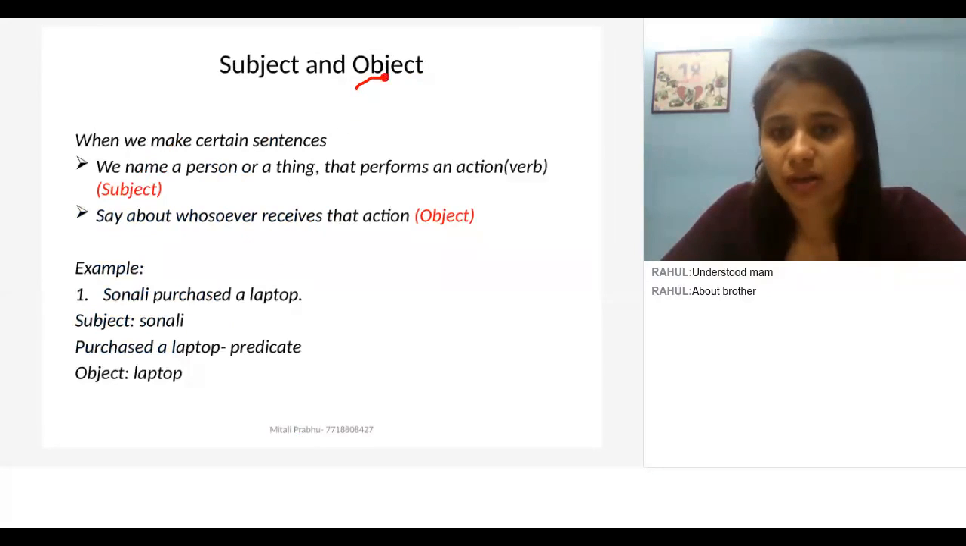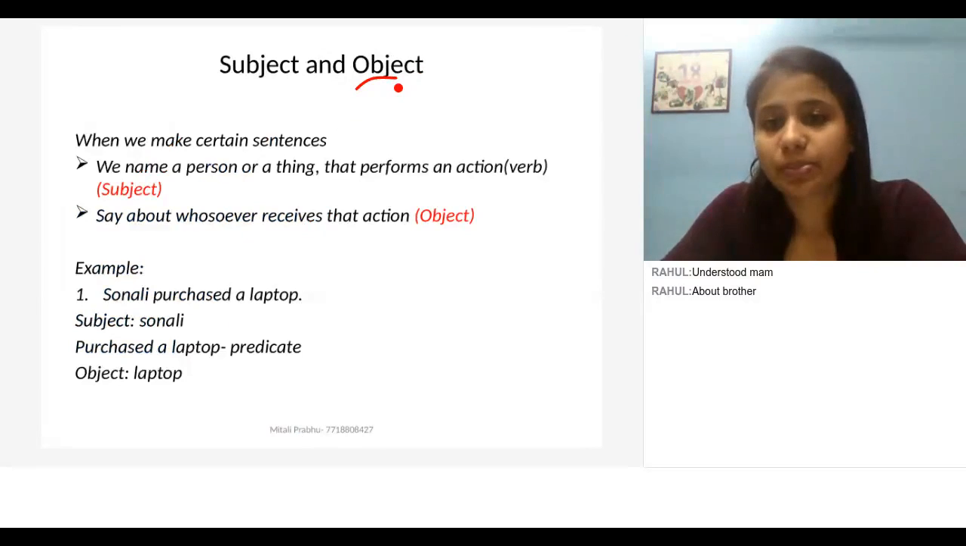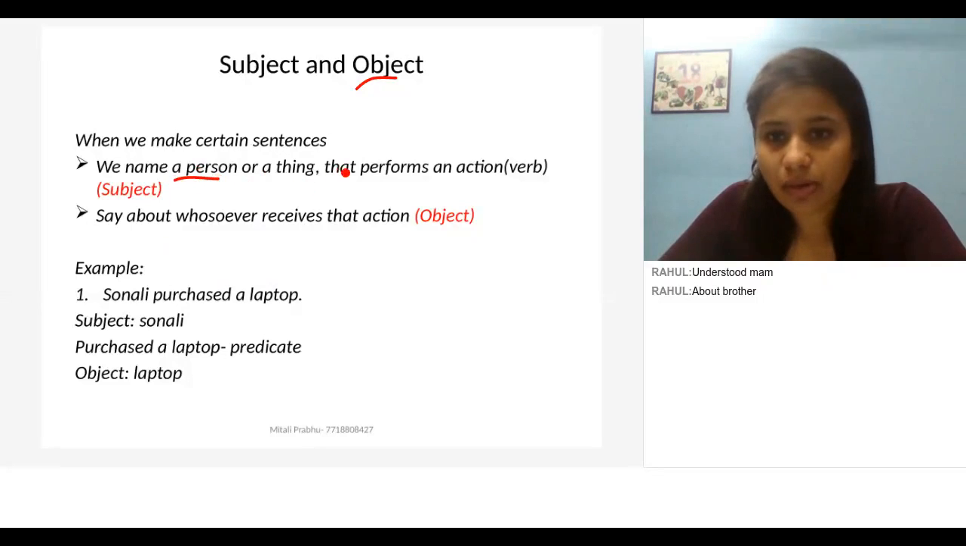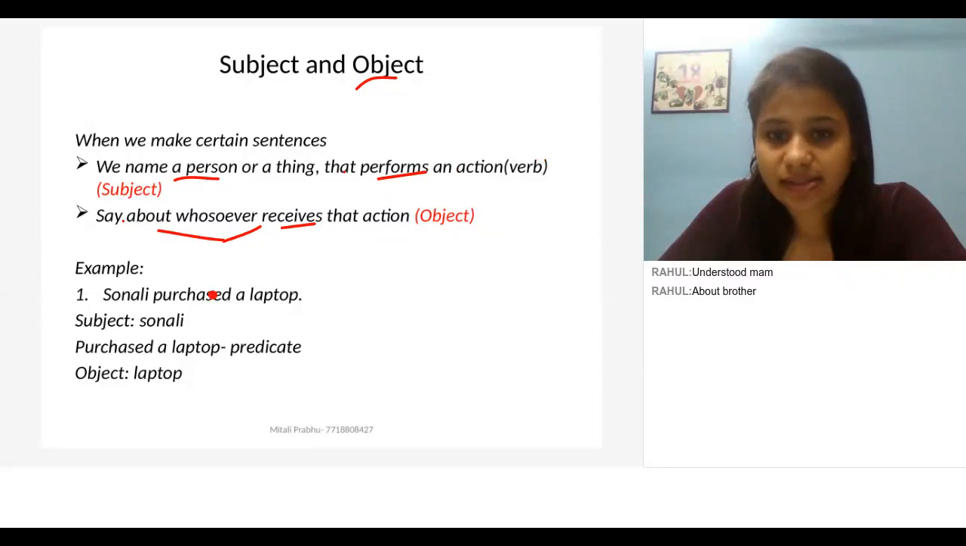So what is an object now? Whenever we make a sentence, we may introduce two people, or talk about two persons or two things. One is the main subject that we're talking about, which is performing an action, and one is someone on whom the action is being performed. For example, Sonali purchased a laptop. According to what we have studied about subject and predicate, Sonali is the subject, and purchased a laptop is the predicate.